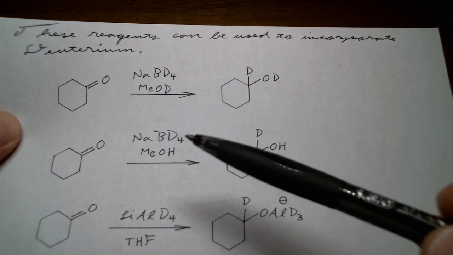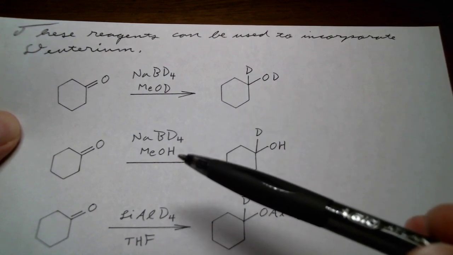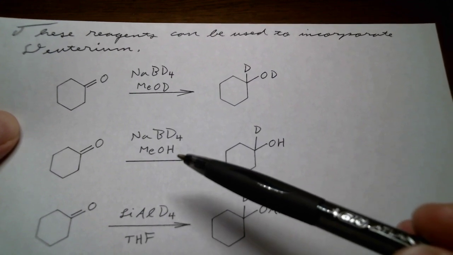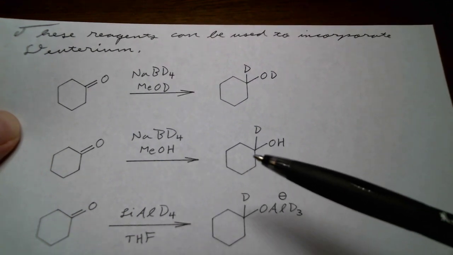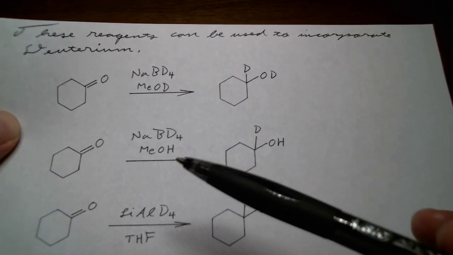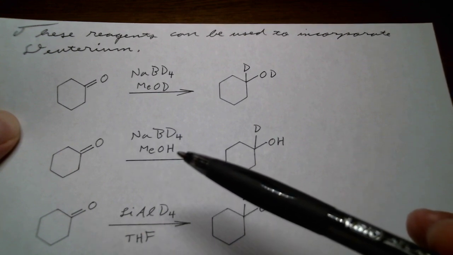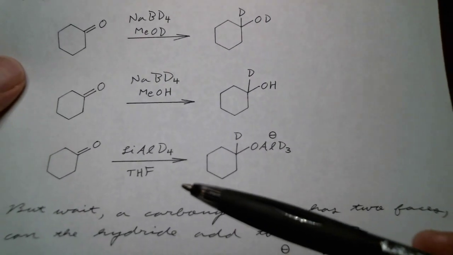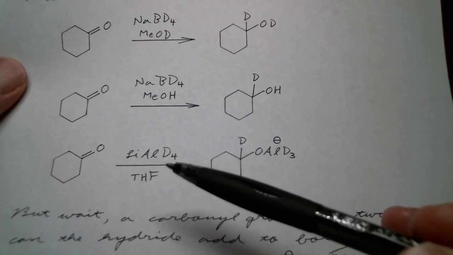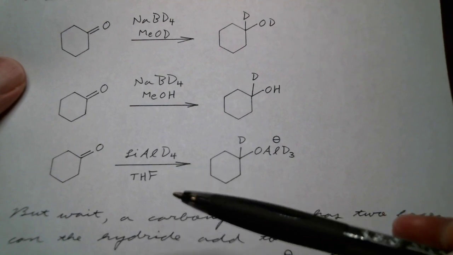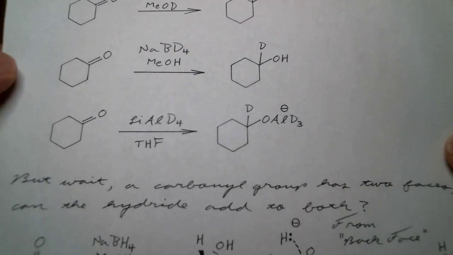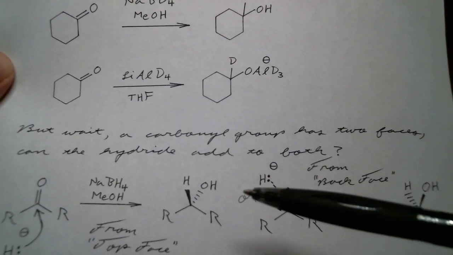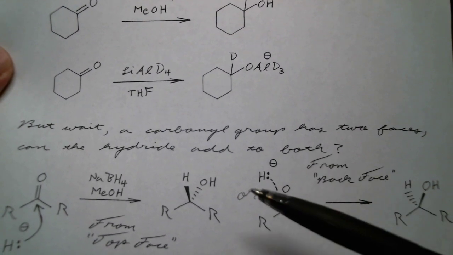If you use sodium borodeuteride, but you use methanol, where you have 1H as your most common isotope of hydrogen, then the deuterium goes to the carbon, and of course, the oxygen gets the proton from the methanol, so it is a 1H proton. Similarly, you can do the same sort of thing with lithium aluminum deuteride, and apparently THF is a good solvent for this reaction. But wait, a carbonyl group has two faces.